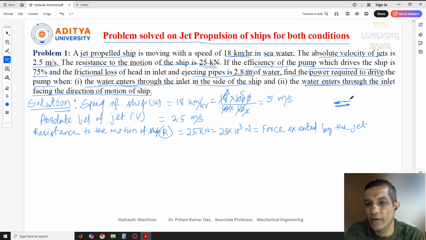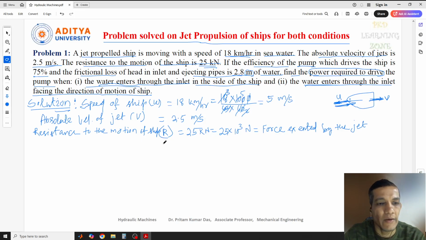Because when the ship is moving in this direction, we know that the jet is coming out in the opposite direction with a velocity v, and the force which is exerted by this jet will be equal to the resistance. That's why I have written the force exerted by the jet will be equal to the resistance to the motion of the ship.